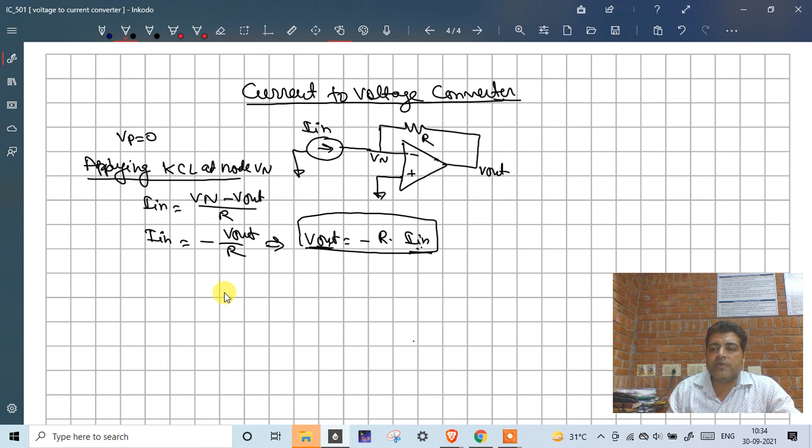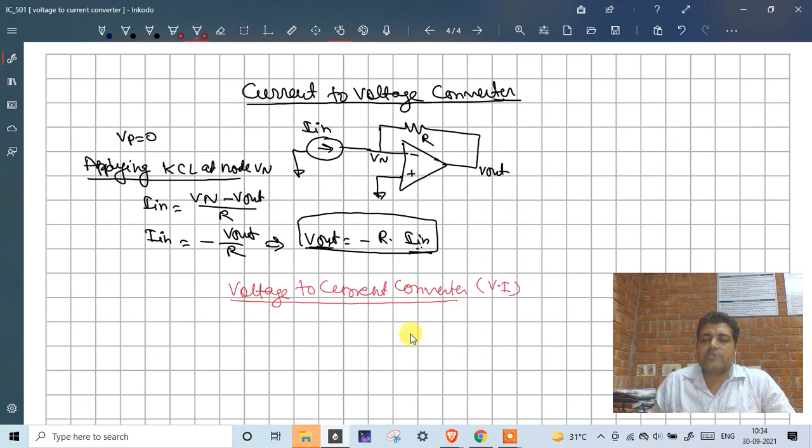Now we are coming to the reverse of it. This is voltage to current converter. Voltage to current converter is also known as V to I conversion. So for this, what are we going to have again? We are going to have an op amp.